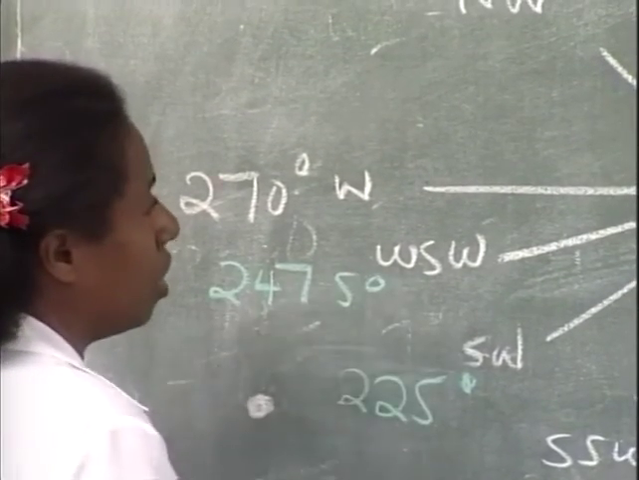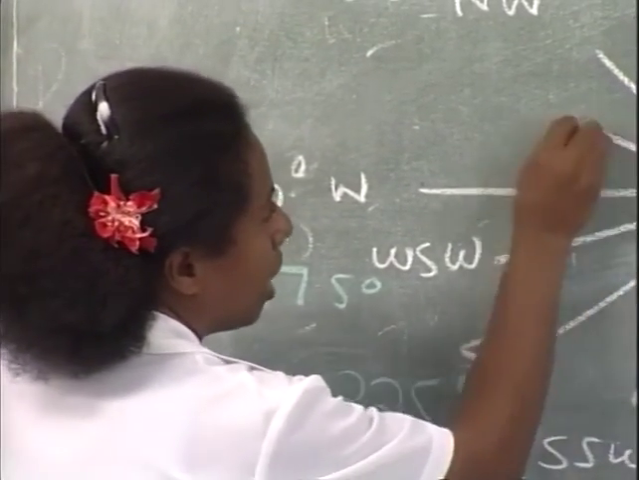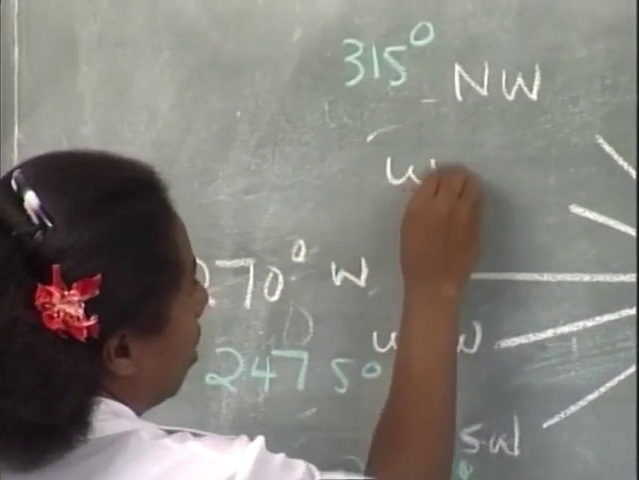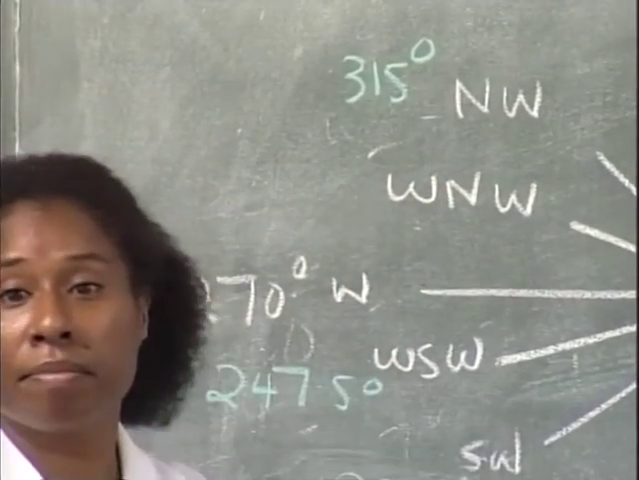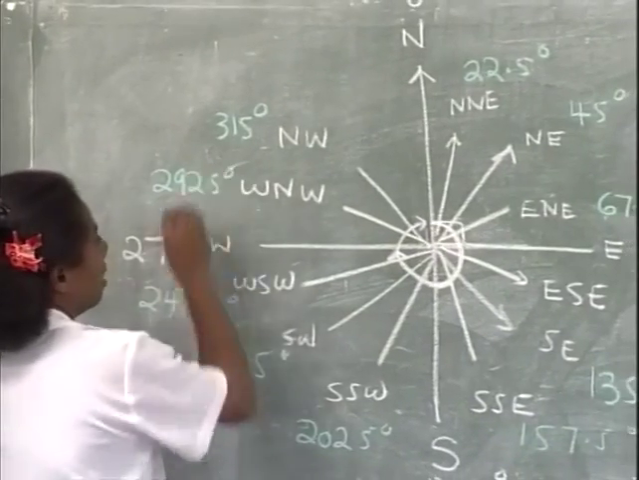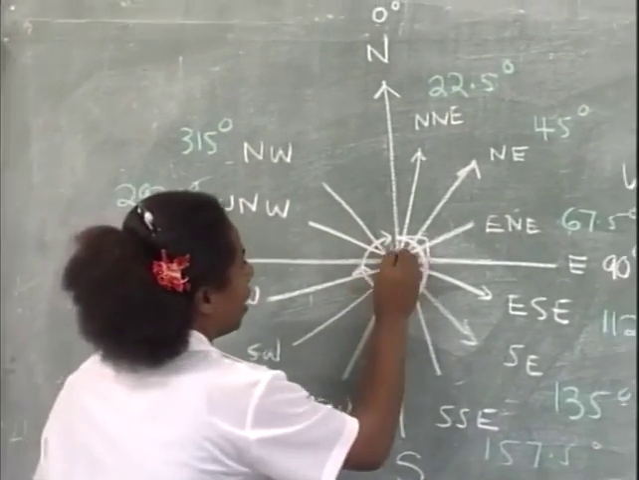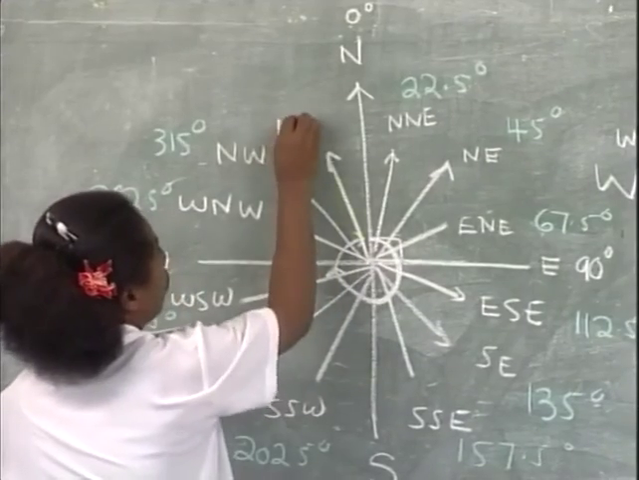Good. The bearing of the direction west-northwest. 292.5 degrees. And finally, the bearing of the direction north-northwest. 337.5 degrees.